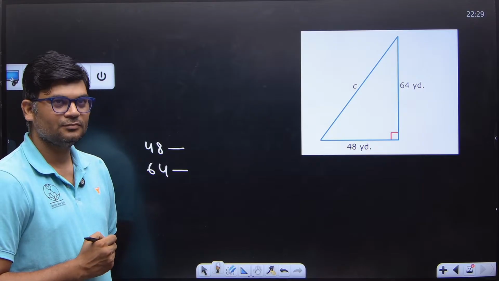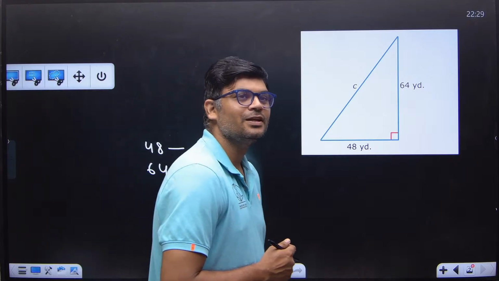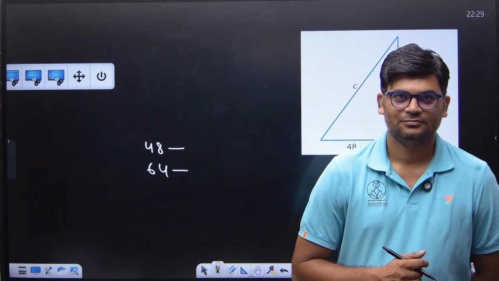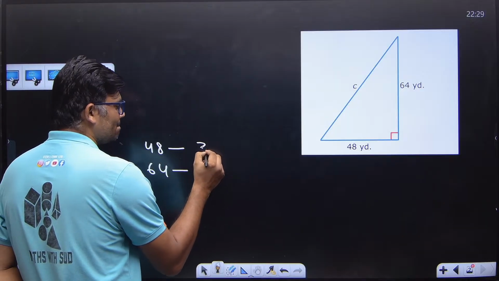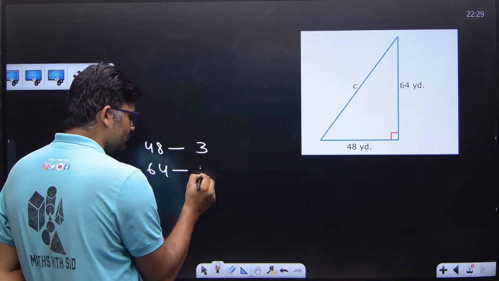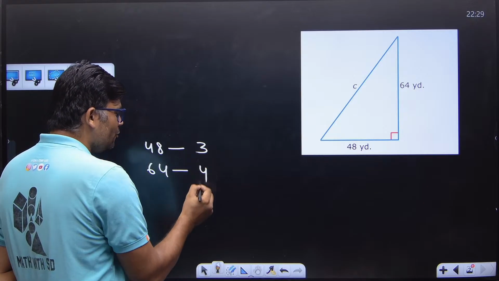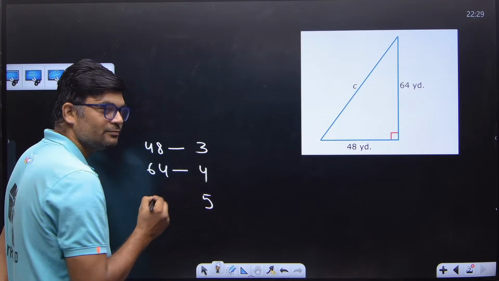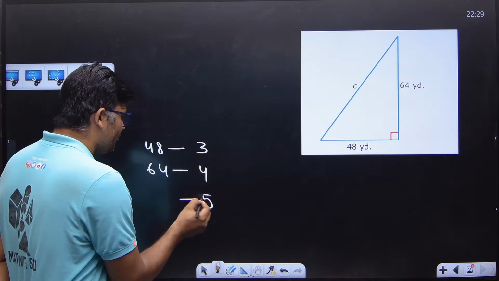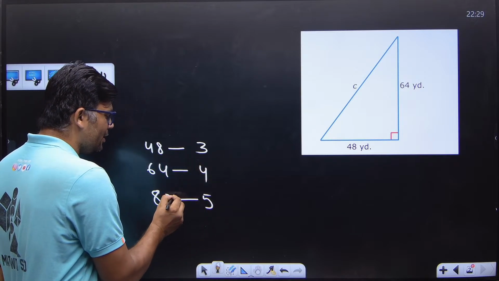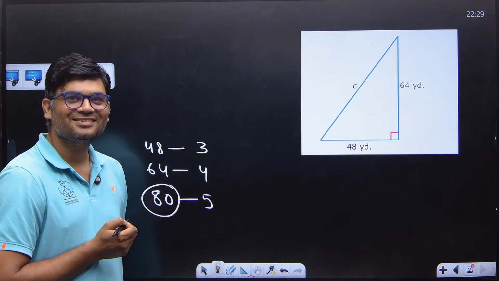8. 8 is the highest common factor. You think you can have 16 as well? Yeah, 16. So if you divide 48 by 16, how much will you get? 3. Yeah. So if it is 3, 4, what could be the next side? 5. And since they are being multiplied by 16, 5 will also be multiplied by 16, and what will you get? 80. Is it easier?